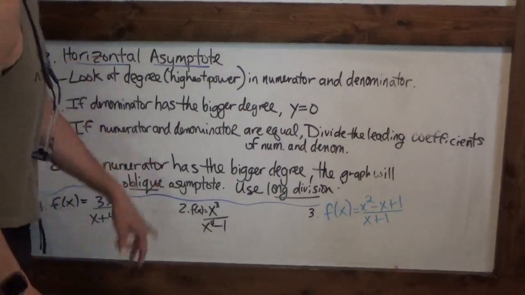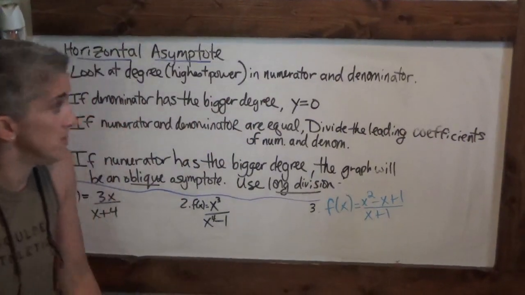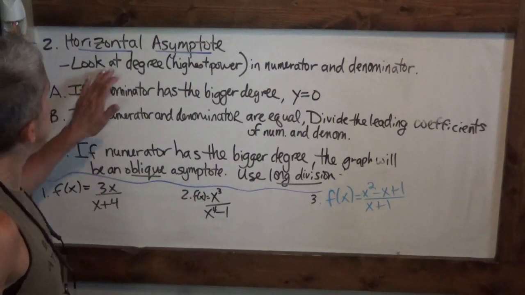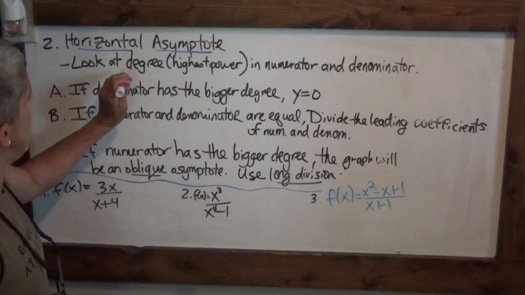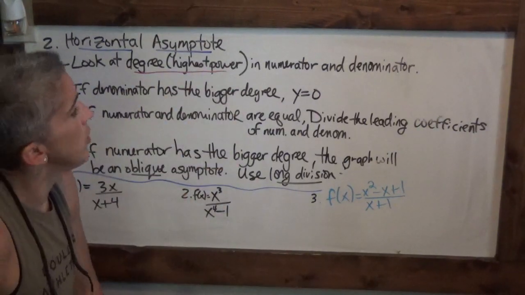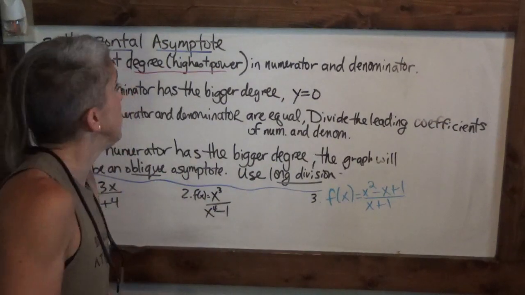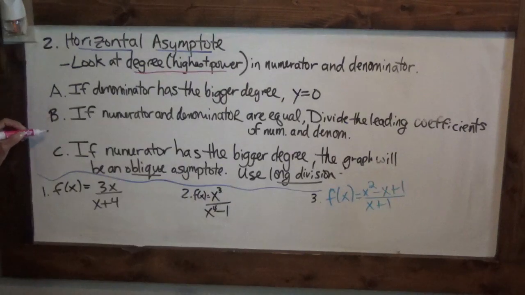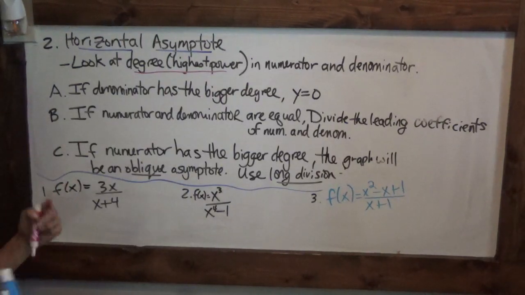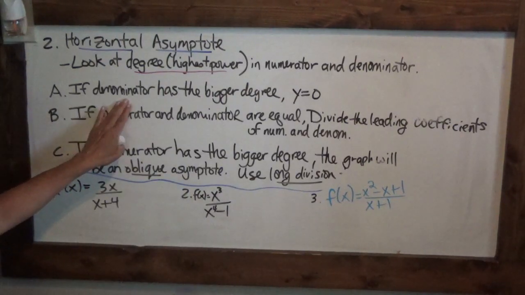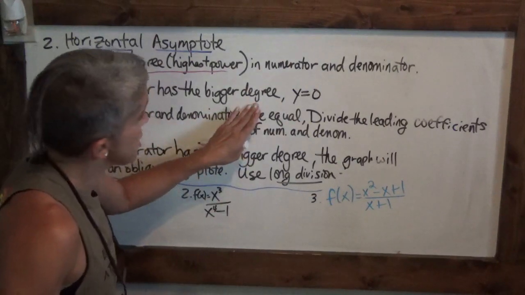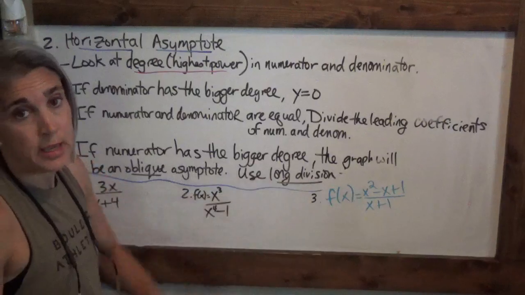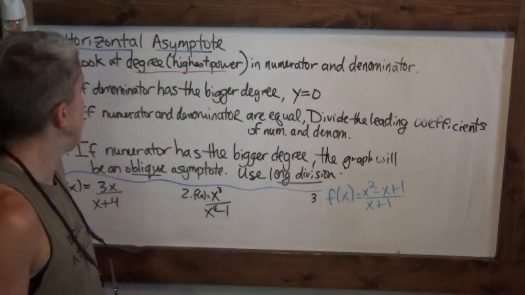Second type of asymptote is a horizontal asymptote, a horizontal line. Alright, here we need to look at the degree, meaning the highest power in the numerator and the denominator. So we're looking at the degrees here. So here are 3 different possible cases of the degrees. If the denominator has the bigger degree, your horizontal asymptote is y equals 0. So that's pretty easy there.